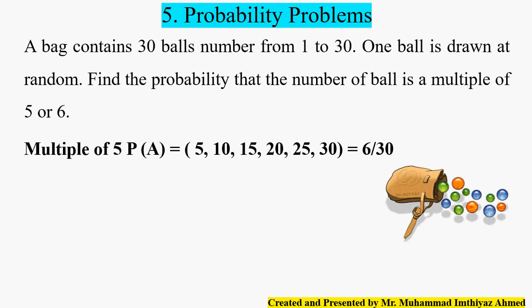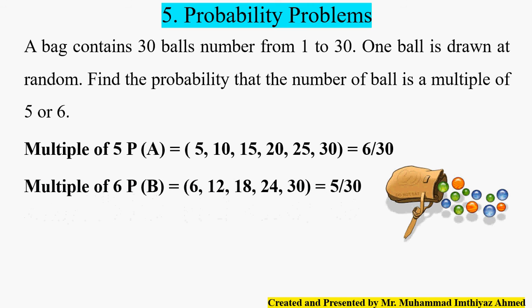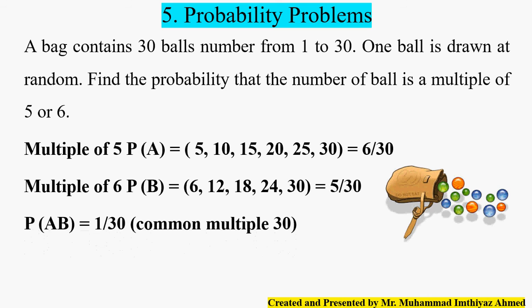For multiple of 6, probability B: 6 ones are 6, 6 twos are 12, 6 threes are 18, 6 fours are 24, 6 fives are 30. So we are getting a count of 5. So 5 by 30. After doing this, we need to check from the multiples of 5 and multiples of 6, what are the common numbers. The common number we get is only 30. So this one common number we need to subtract. So probability AB is 1 by 30, the common multiple 30.